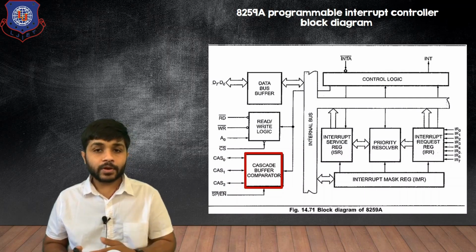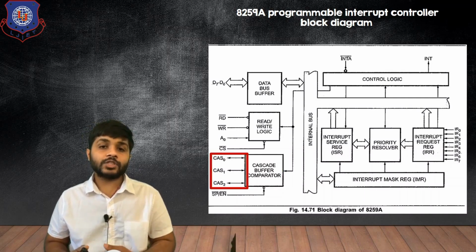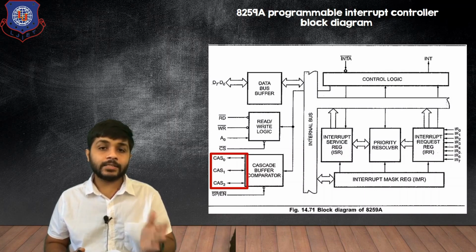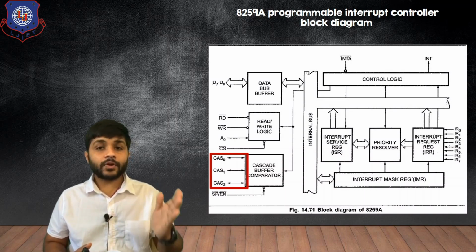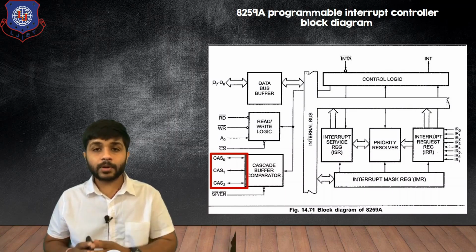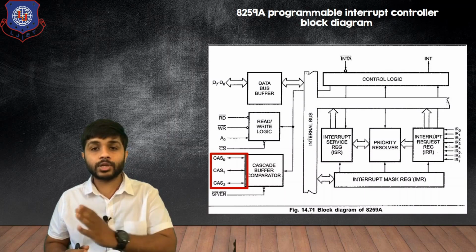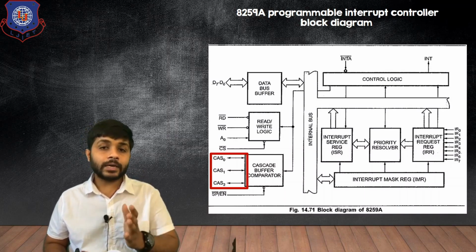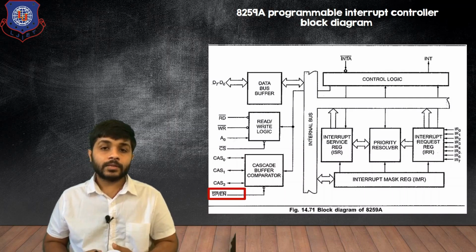For the cascade buffer, there are different pins such as CAS0, CAS1 and CAS2, meaning cascade 0, cascade 1 and cascade 2. The range that is possible for these 3 pins is 000 to 111. So a total of 8 chips can be connected with the microprocessor. Then there is an enable.